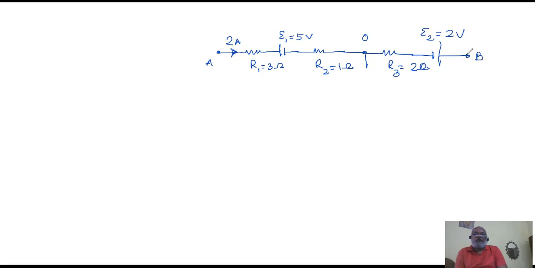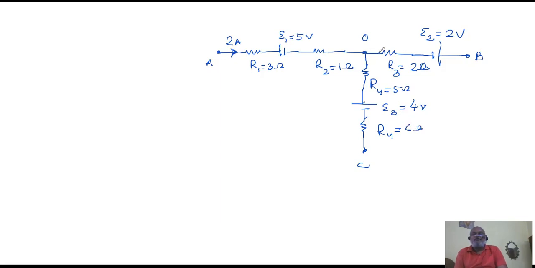But the circuit doesn't end here. The diagram ends there. Then there is some battery, there is some resistance in this path. Let us say that is R4, R4 equal to 5 ohm. And there is a battery or cell, that is E3, E3 equal to, let us say, 4 volt. There may be some other resistance, and that is the NC. Let us say that is R5, R5 equal to, say, 6 ohms.